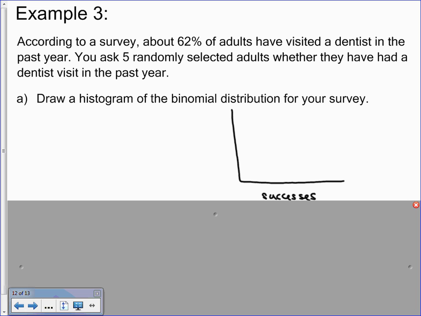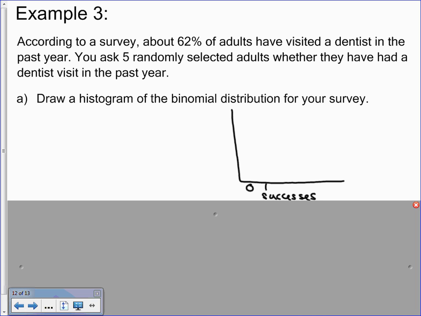And then to figure out what numbers we're going to put there, we need to go back up into the problem and reread that. So it says, according to a survey, about 62% of adults have visited a dentist in the past year. You've asked 5 randomly selected adults whether they have visited a dentist in the past year. So what are your possible numbers of successes when you talk to 5 people? How many of them could have visited the dentist? 5, or 4, or 3, or 2, or 1, or 0. So those will be your numbers of successes.